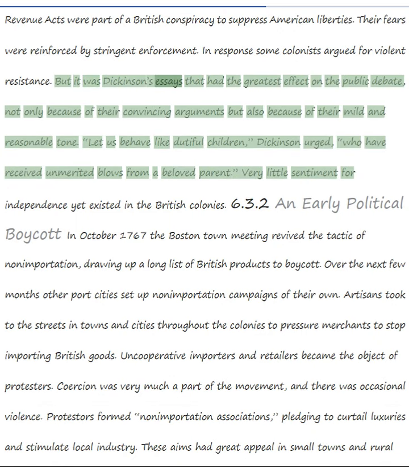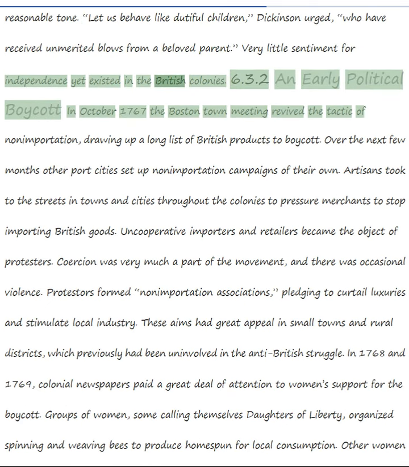But it was Dickinson's essays that had the greatest effect on the public debate, not only because of their convincing arguments but also because of their mild and reasonable tone. "Let us behave like dutiful children," Dickinson urged, "who have received unmerited blows from a beloved parent." Very little sentiment for independence yet existed in the British colonies.